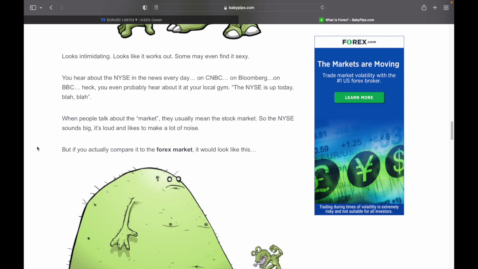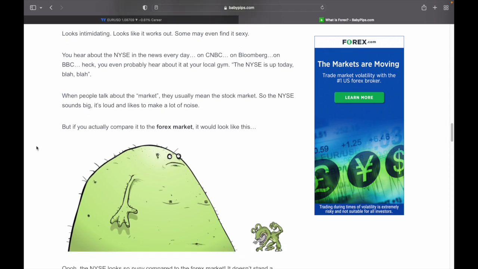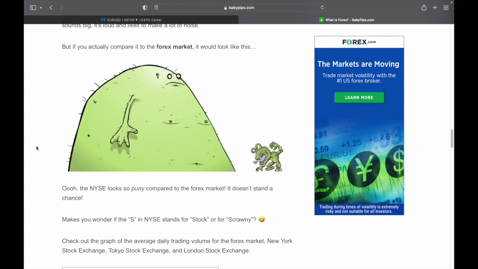When people talk about the market, they usually mean the stock market. The New York Stock Exchange sounds big, it's loud, and it makes a lot of noise. But if you actually compare it to the Forex market, it will look like this. This is really, really big. This is something that I have to tell people all the time.